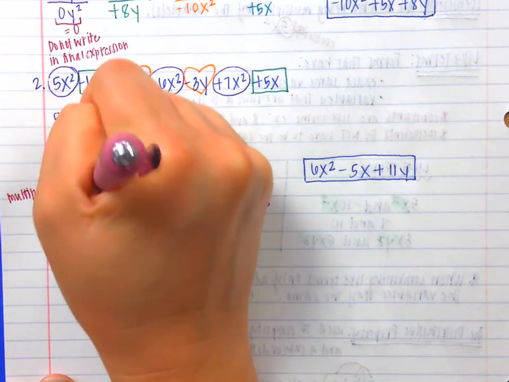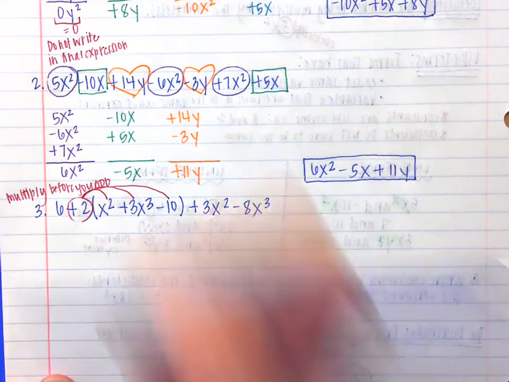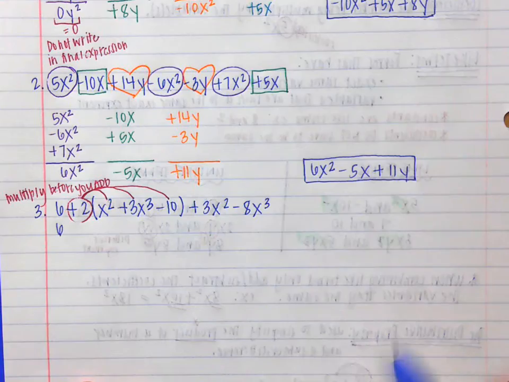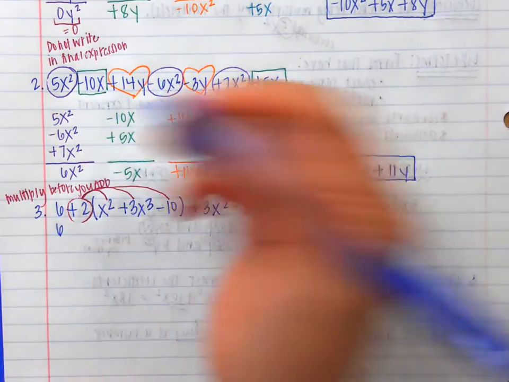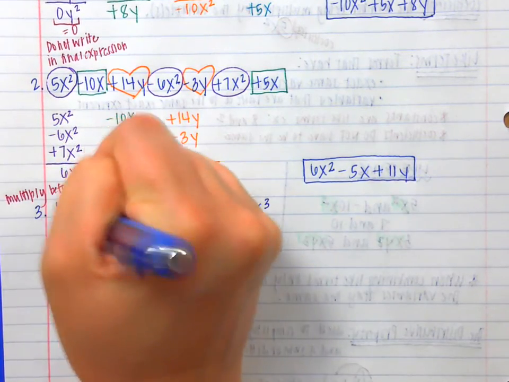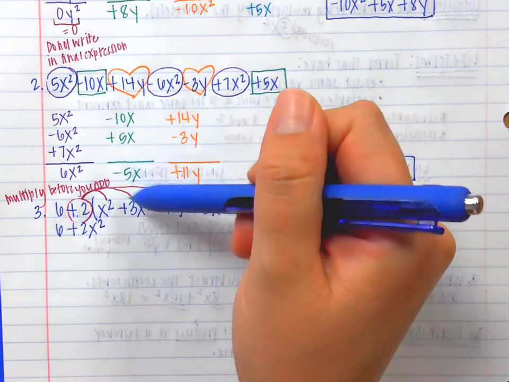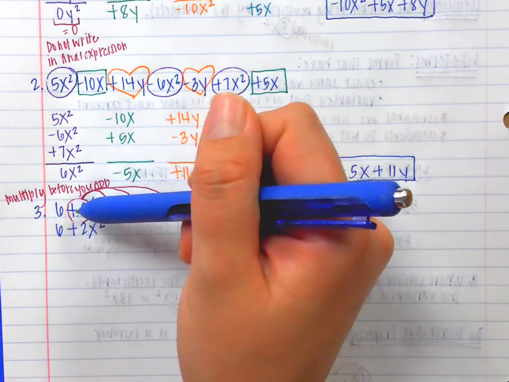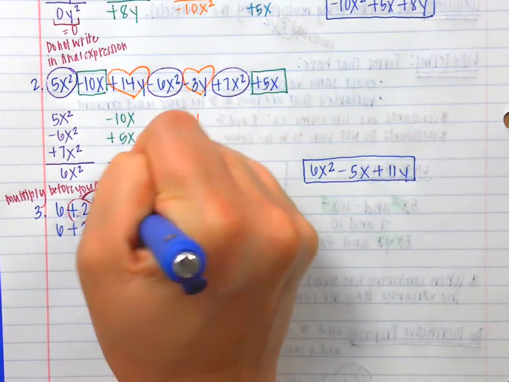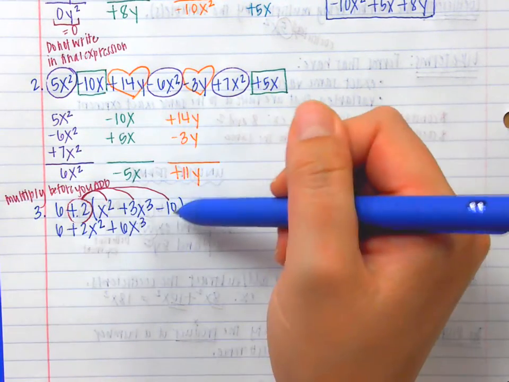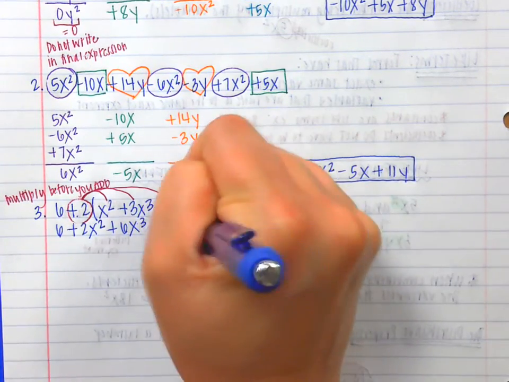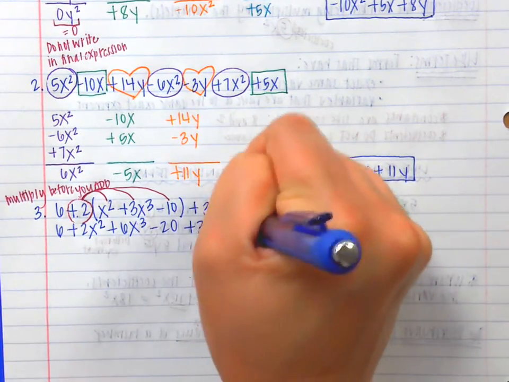So what happens when we do that, the 6 just comes down. It's not even touched yet. Then 2 times x squared, remember that's just 1, so it's 2 times 1. That becomes 2x squared. And then 2 times 3x cubed, well, we're multiplying the 2 with the 3, so that's 6x cubed. And then 2 times negative 10 is negative 20. And then everything else just comes down.